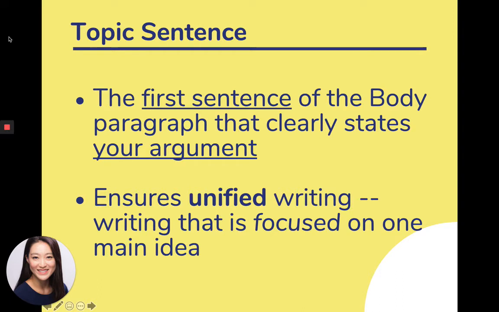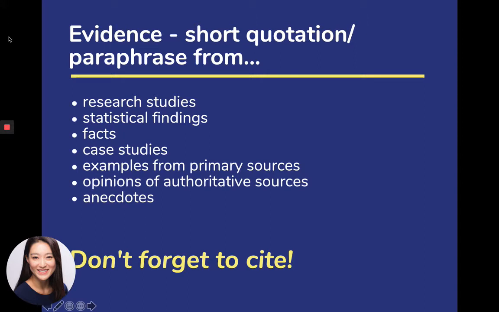The topic sentence also makes clear what the specific body paragraph will be about. Everything after this first sentence should be focused on developing the topic sentence. Remember, you're aiming for unified writing. After your topic sentence, you must provide the reader with evidence. Don't dilly-dally here. Immediately jump into your first evidence.